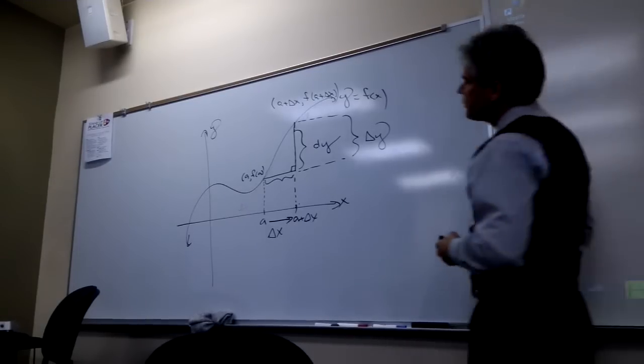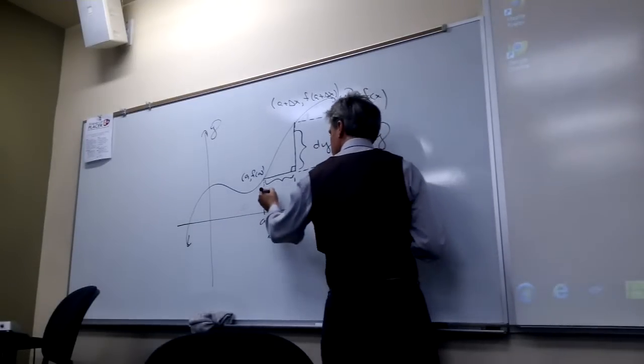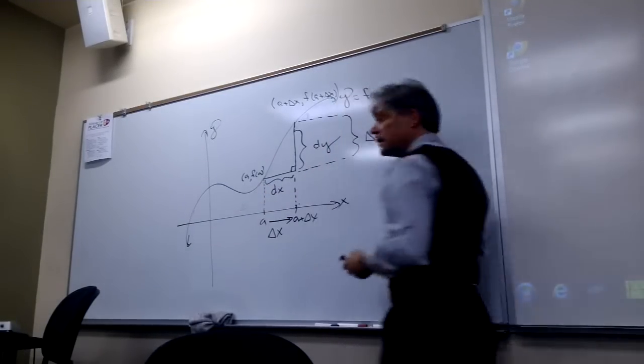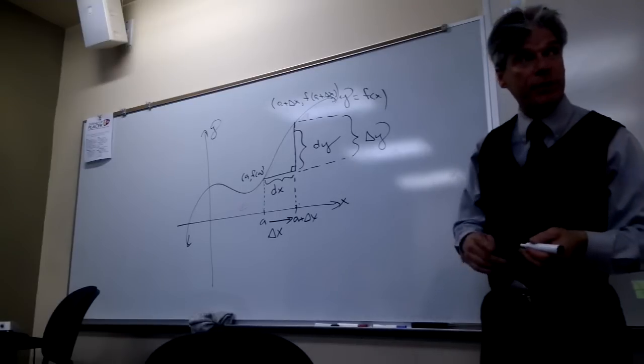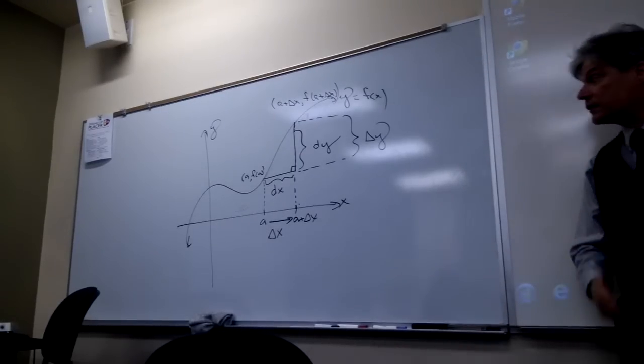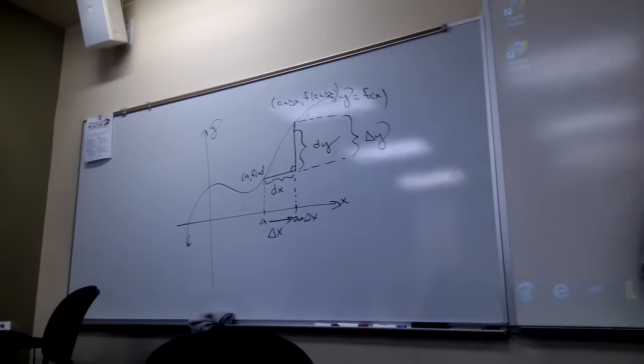By the way, you guys, if I'm going to use this dy notation, I guess I better refer to this horizontal deviation as dx. It's just that in my picture, you have to agree that dx and delta x really are the same. Agreed?